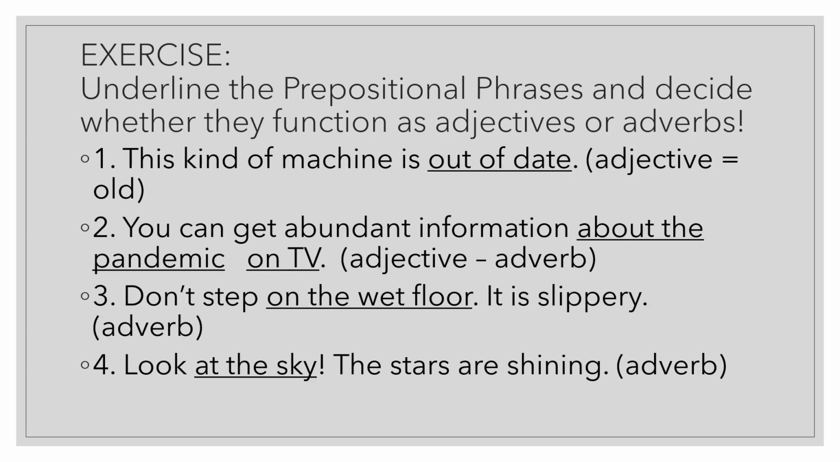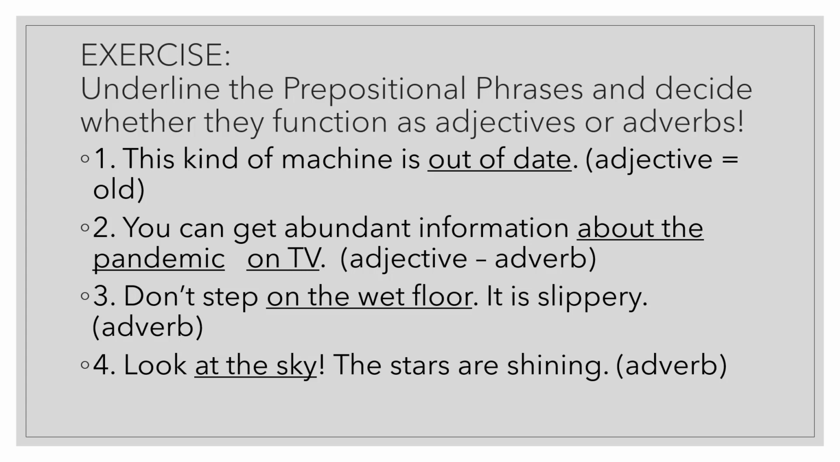Let's check the answers. In number 1, out of date is the prepositional phrase. The function is as an adjective. Out of date means old. So, the out of date thing here is the machine. And the machine is a noun. And the word or phrase which is used to modify or to define or to explain a noun is an adjective. That is why out of date is a prepositional phrase with a function of adjective.